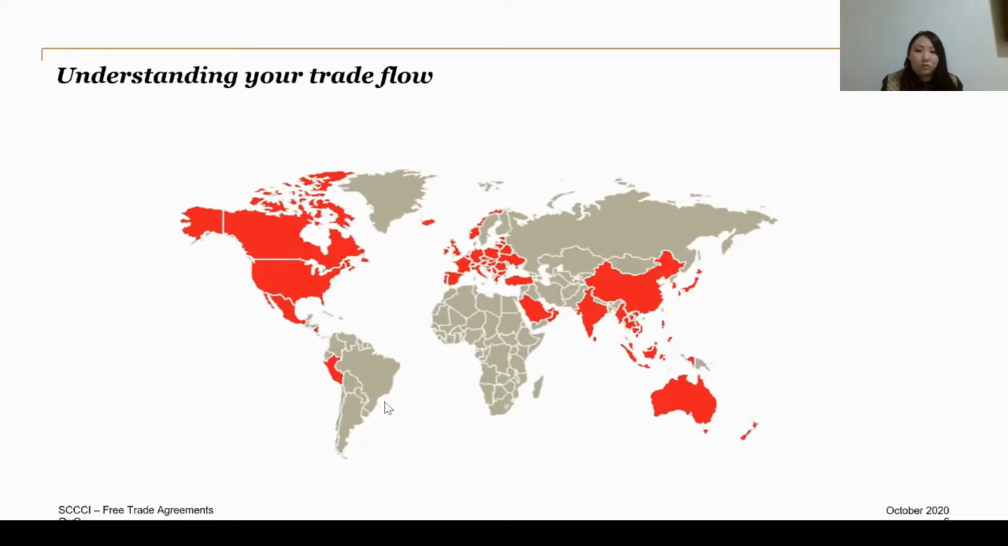So I have here the world map. The countries colored in red, you can see, are the ones that Singapore currently has an FTA with. It's certainly not the whole world yet. There are large spaces that are still grey, but it's not too bad lah. Not too bad for a small country like us.